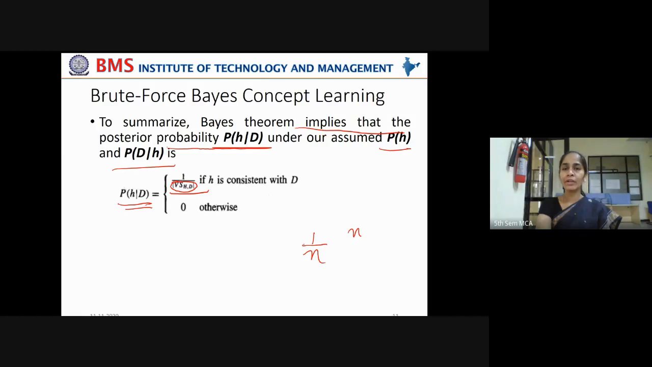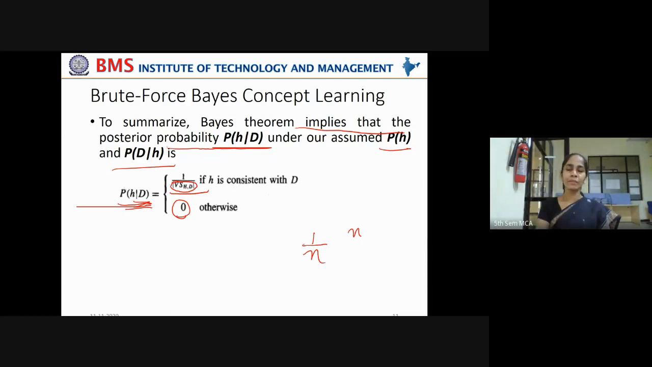So this posterior probability of H given D is nothing but 1 by the number of hypotheses in the version space that are consistent with D. Here D is given. That is why you want all the hypotheses that are consistent with D only, and 0 otherwise. Means if they are not consistent with D, then the probability of that hypothesis is 0 because it is not consistent with the training examples given.